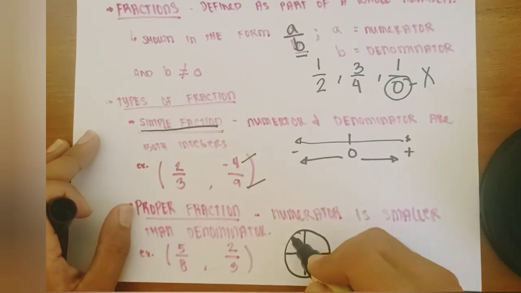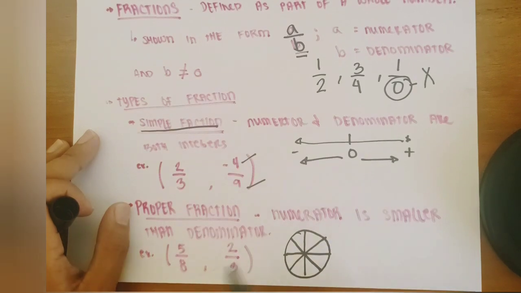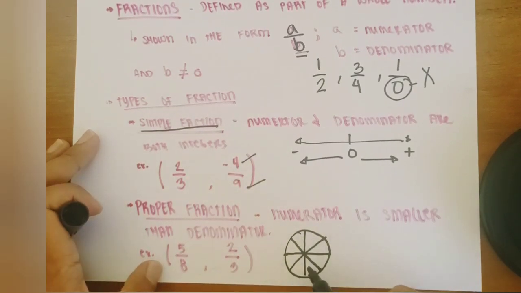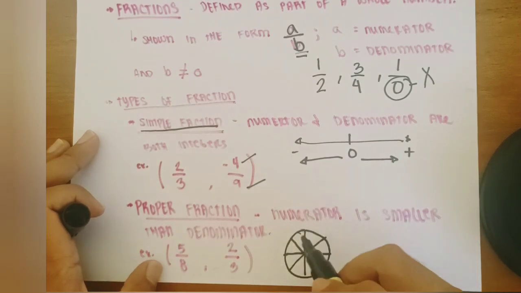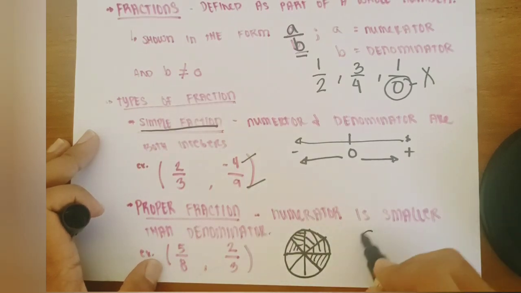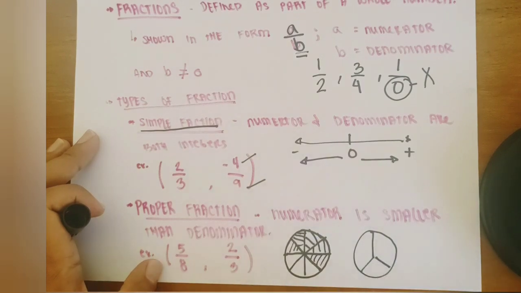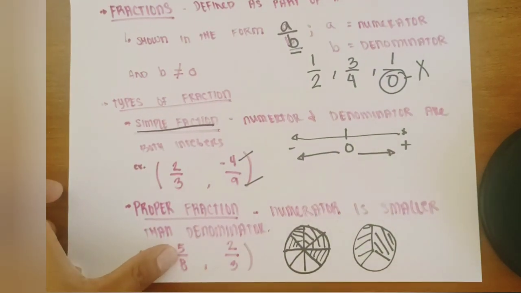1, 2, 4. Yan. 8 ba yan? 1, 2, 3, 4, 5, 6, 7, 8. So, ibig sabihin nito, ang 8 is yung kabuuhang division or yung kabuuhang slices ng pizza, where 5 naman is yung, for example, kinain. So, 4, 5. So, 5 pizza yung nakain. 3 na natira. Same goes for 2 over 3. That's what proper fraction is.